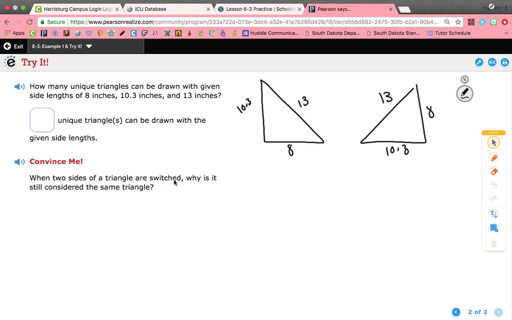Well, because the side lengths are all the same. This should be touching. The side lengths are all the same. Here's a 13, here's a 13, here's an 8, here's an 8, 10.3, 10.3. It's the exact same triangle no matter what way you turn that triangle around. You're going to get the same thing still.